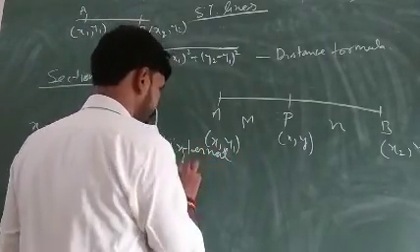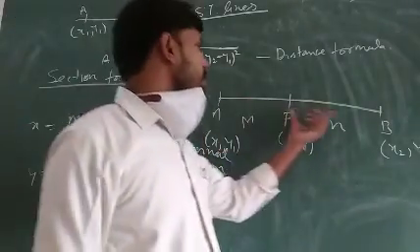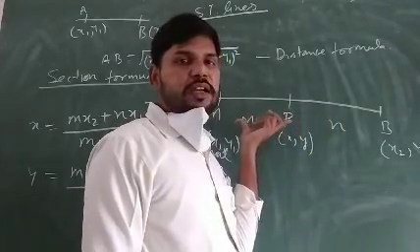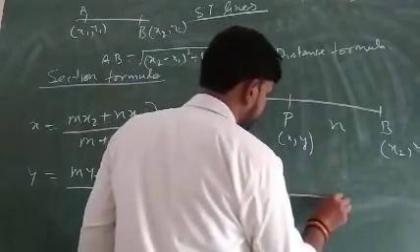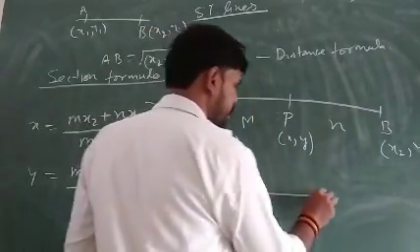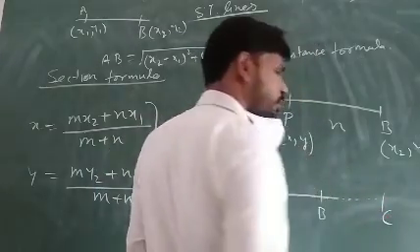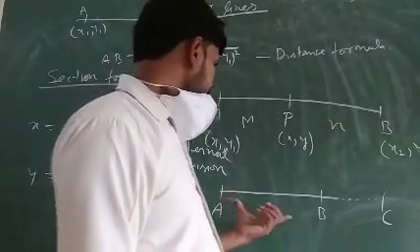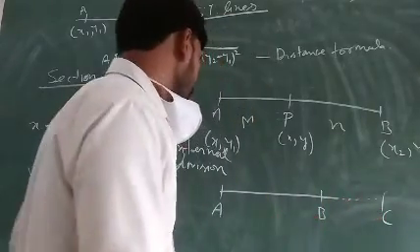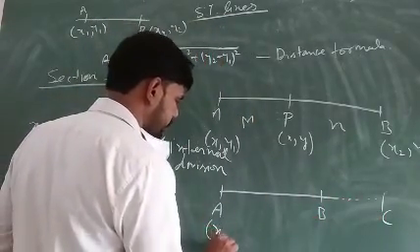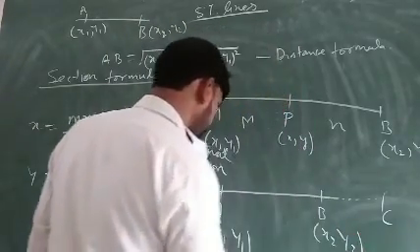Internal division means, suppose this line AB is bisected or trisected or divided in any ratio by the point P. And suppose another case: this line AB is divided in a particular ratio by an external point C. Now this line AB is being trisected by this external point C.